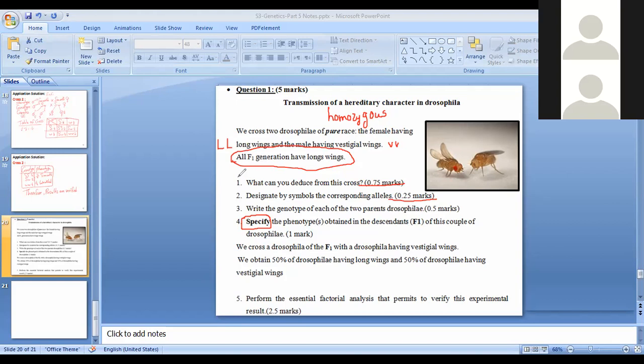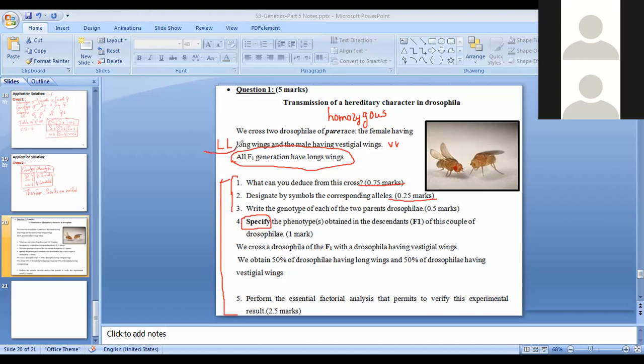The first 3 parts are common, and the question we solved in the quiz, in the class before. So what did most of you do? You copied the same question, even though I changed most of the questions. So part 3, I ask you to specify the phenotypes. They are long wings. Why?